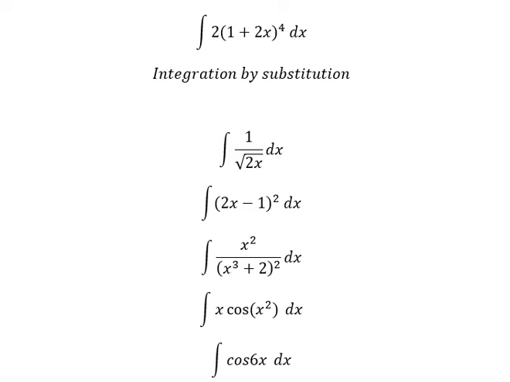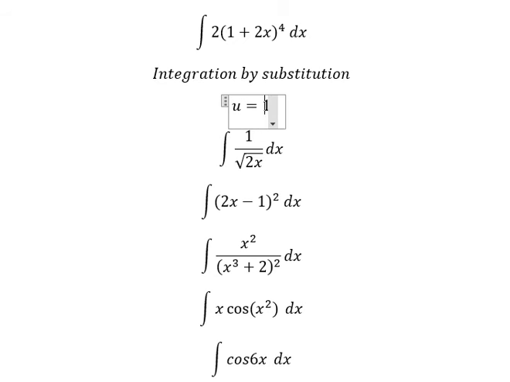So I will put u equals to 1 plus 2x. From here, later we do first derivative for both sides. We have du equal to 2dx, because the first derivative of x you get number 1. That's why we have number 2. First derivative of number 1 you get 0.